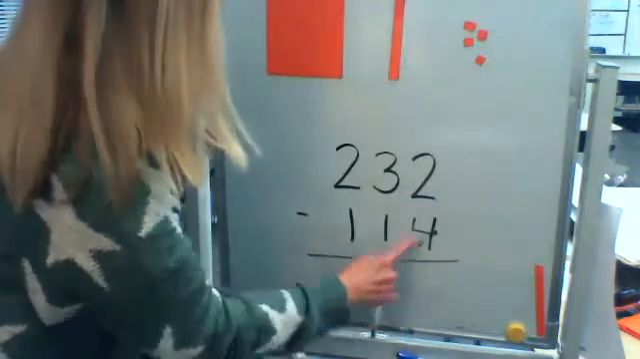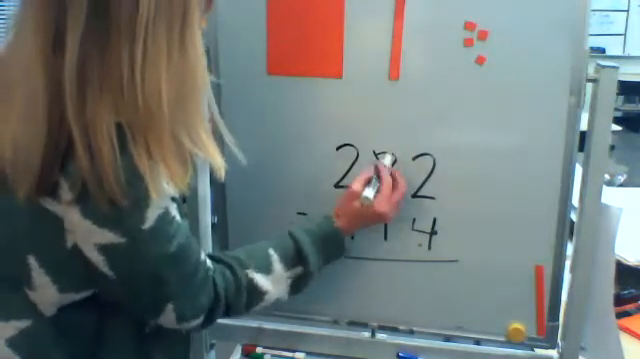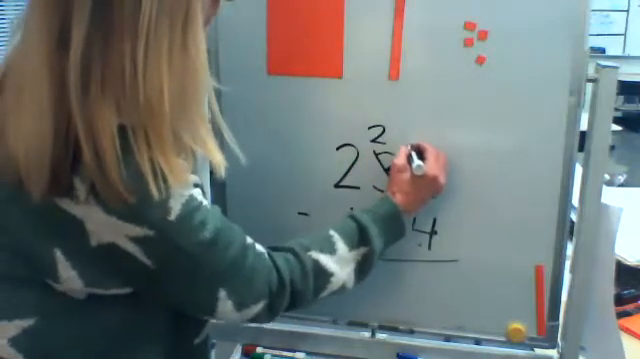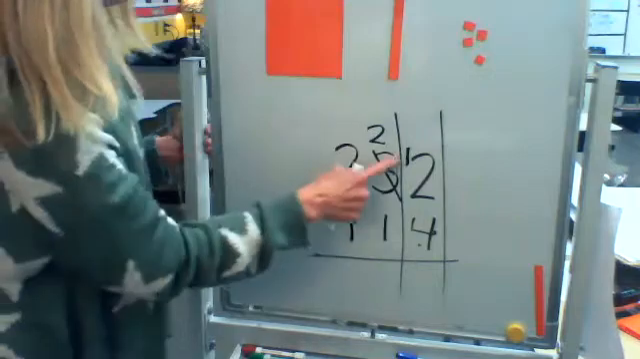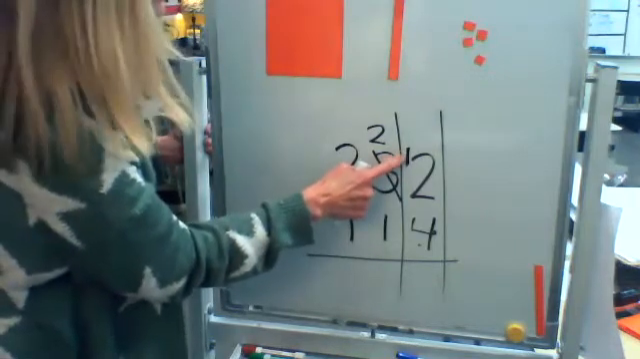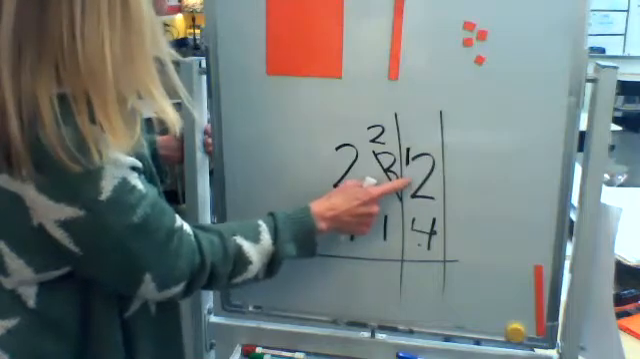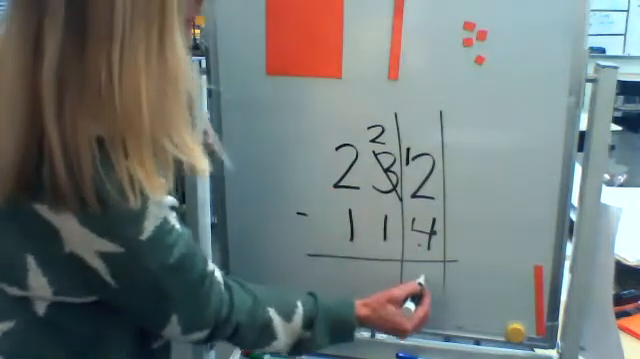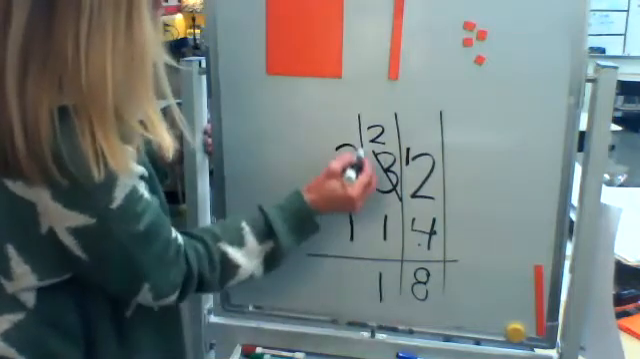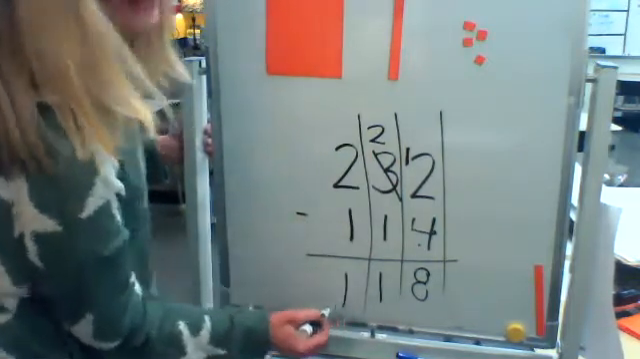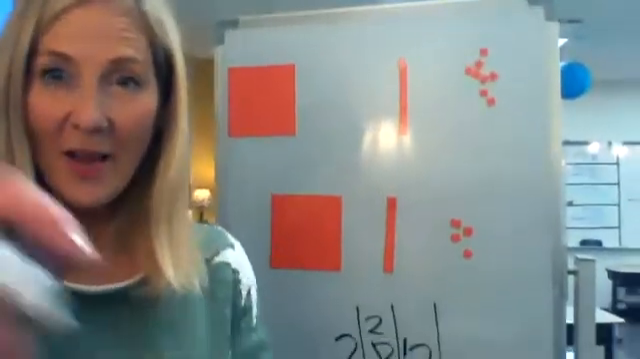We couldn't do it. But this is 232, so I can take 3 10s can become 2 10s because I gave a group to the ones place. And if you can see, I just tucked a little group of 10 right there. So it's 10 and 2 more. See how that looks like a 12? I've got 12 ones. Take away 4 ones will leave me 8 ones. 2 10s, take away 1 10, leaves me 1 10. 200, take away 100, leaves me 100. Same exact answer that I got the first time.